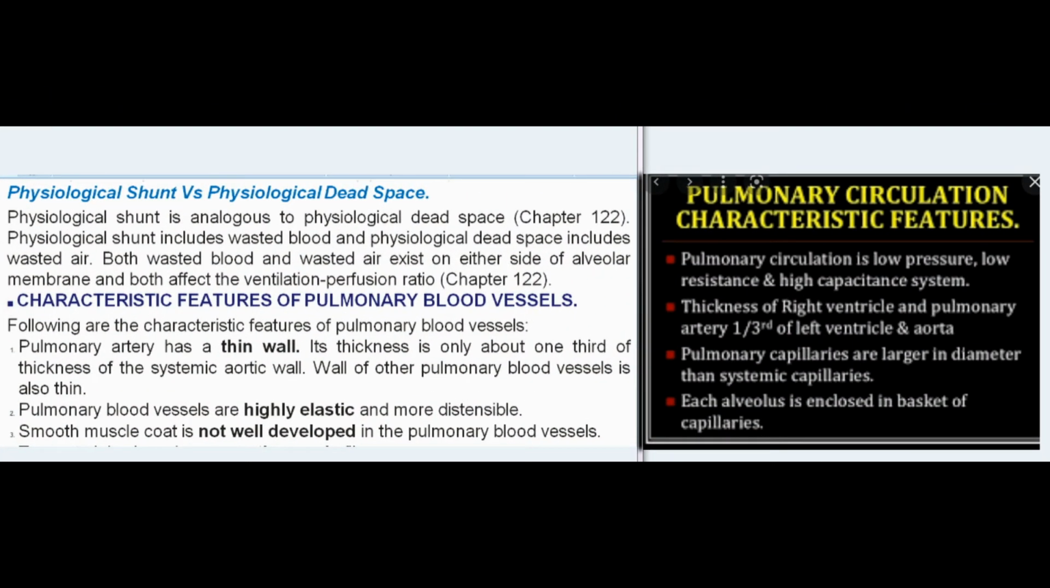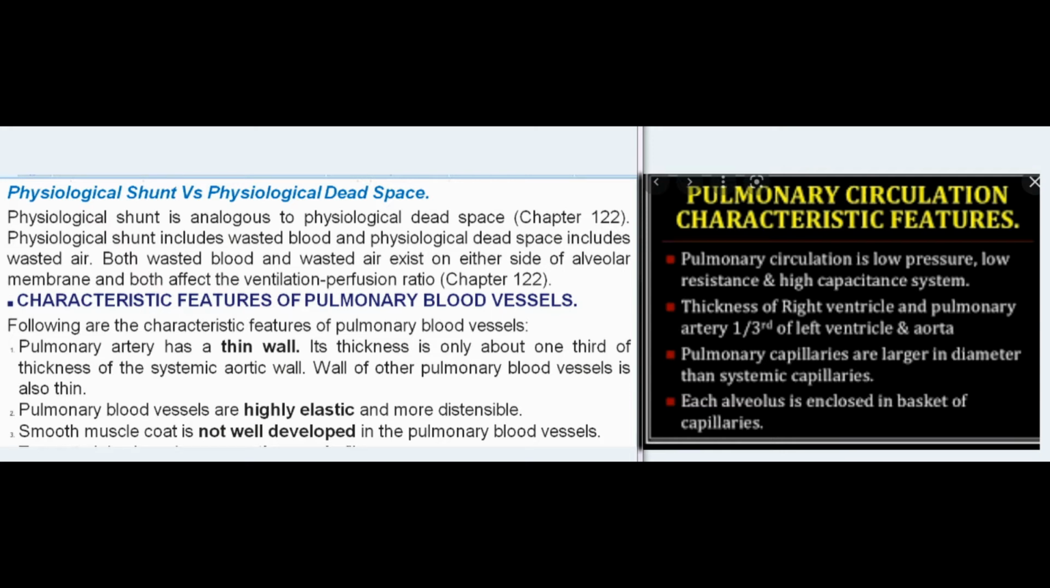Physiological shunt versus physiological dead space. Physiological shunt is analogous to physiological dead space, Chapter 122. Physiological shunt includes wasted blood and physiological dead space includes wasted air. Both wasted blood and wasted air exist on either side of the alveolar membrane and both affect the ventilation-perfusion ratio, Chapter 122.